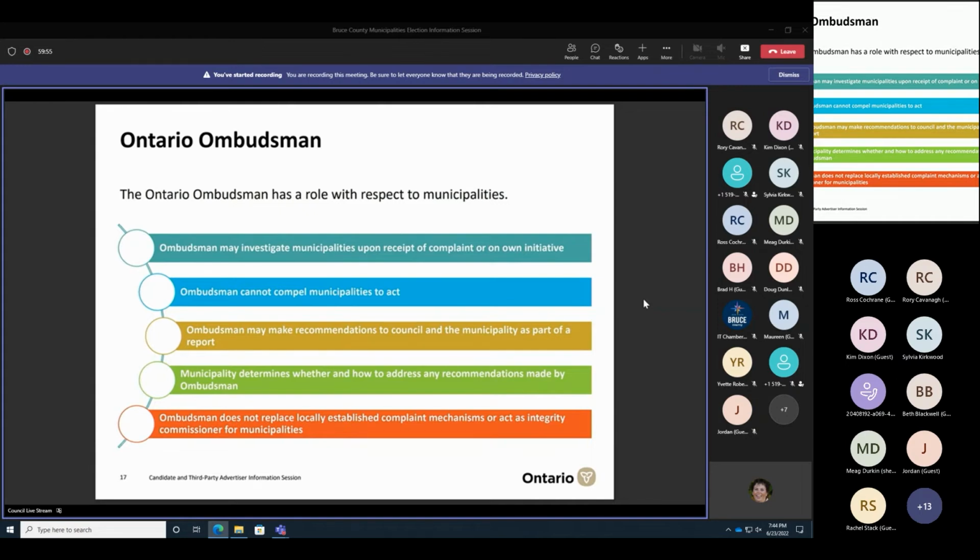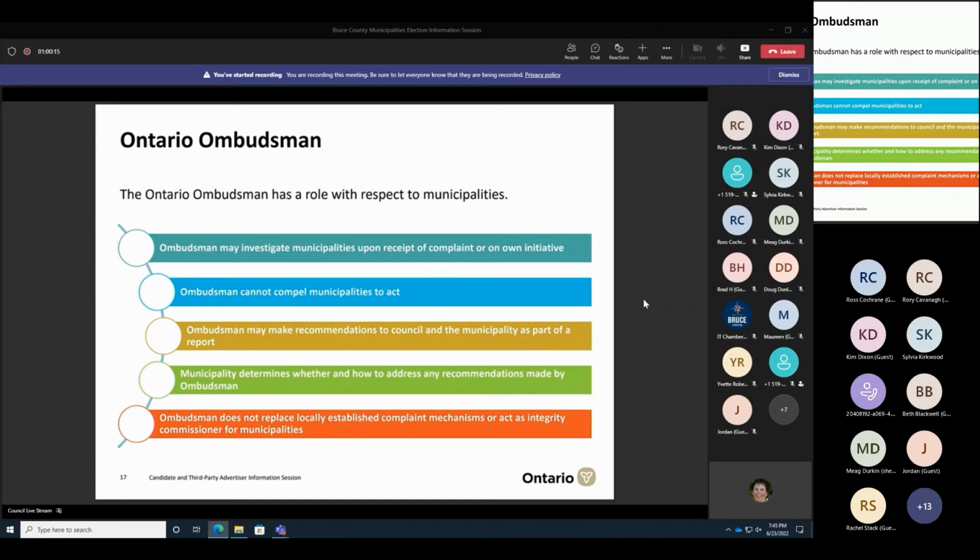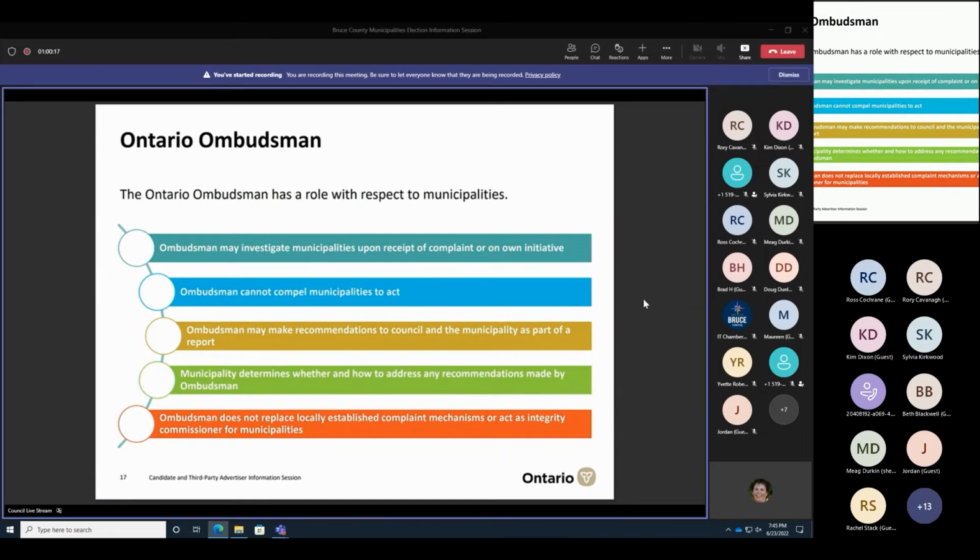Although the Ontario Ombudsman may investigate, they cannot compel municipalities to take action. The Ombudsman may make recommendations to Council and the municipality as part of their report. It is up to the municipality whether and how to address any recommendations made by the Ombudsman. It is up to the Ombudsman how to respond to complaints. For example, the Ontario Ombudsman's practice is to investigate complaints made to local integrity officers, for example, a local ombudsman, only after the local complaint processes are completed.